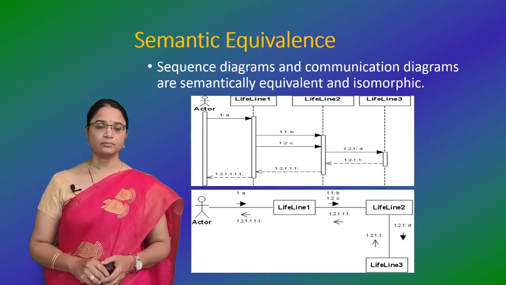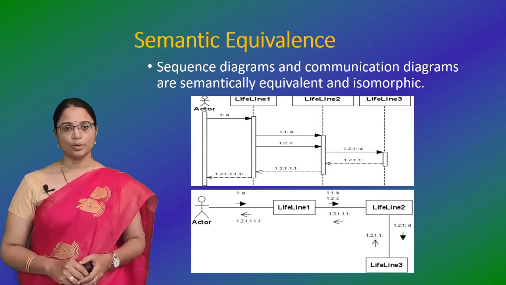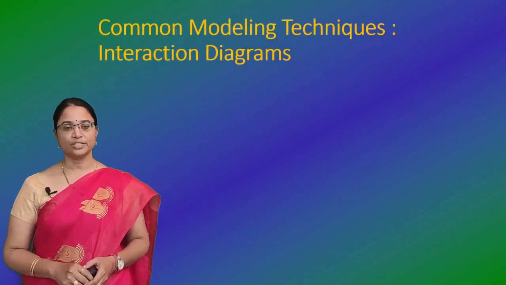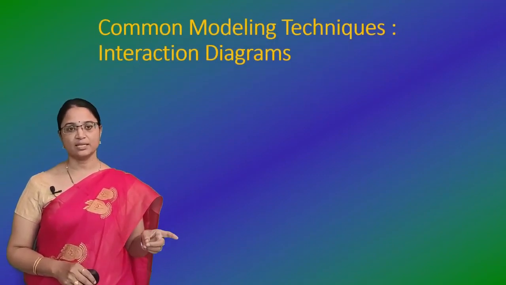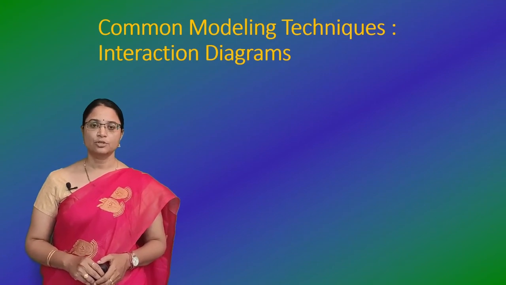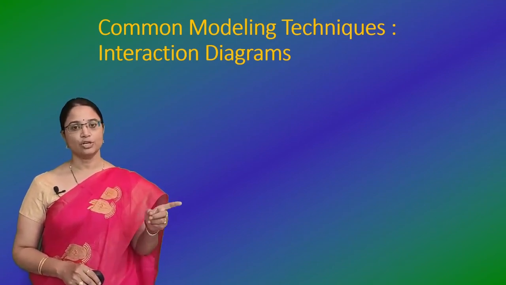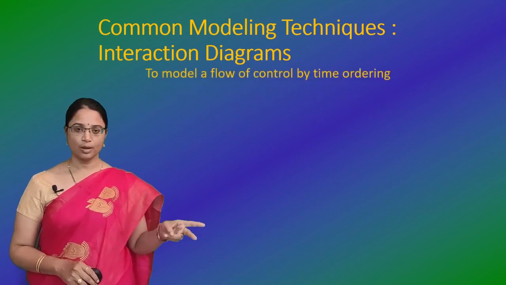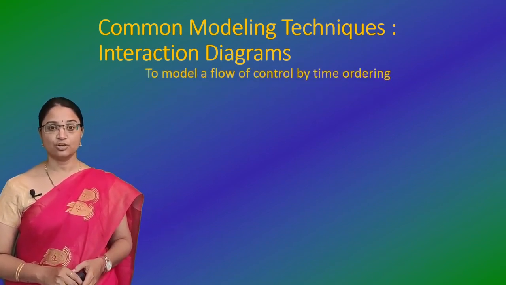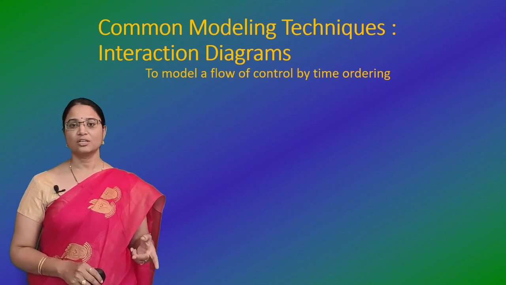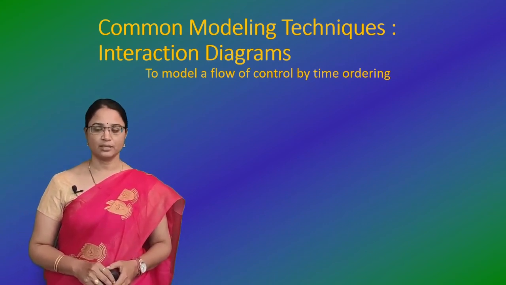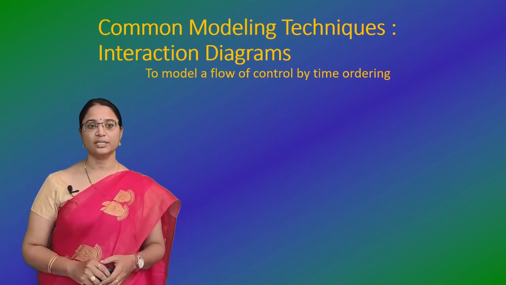models. Coming to the common modeling techniques of interaction diagrams, we have two interaction diagrams. The first one is a sequence diagram, the second one is a collaboration diagram. The sequence diagram is used to show the time ordering of the messages, and the collaboration diagram represents the structural organization. So these two are the common modeling techniques of interaction diagrams. Let us see in detail.